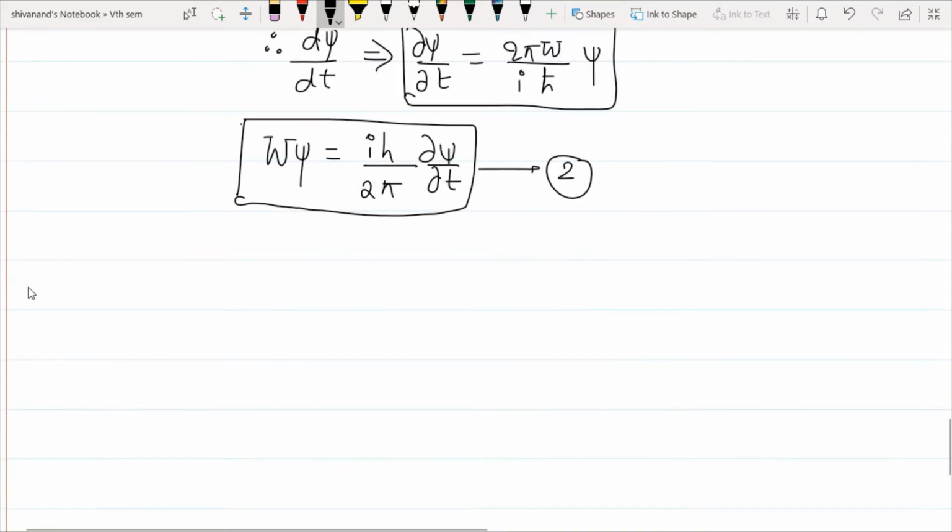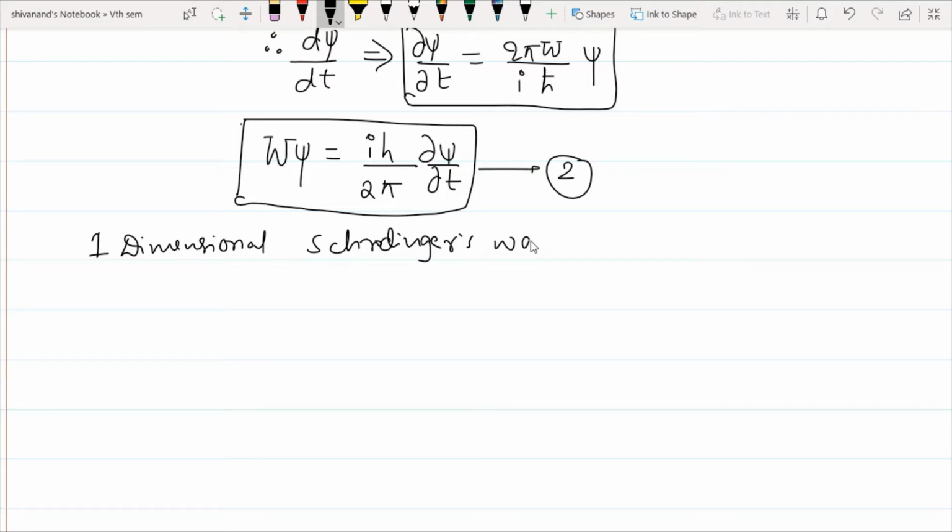Now we have the expression of the one-dimensional Schrodinger wave equation, that is dou square psi by dou x square plus 2m divided by h cut square into W minus V of psi is equal to 0.